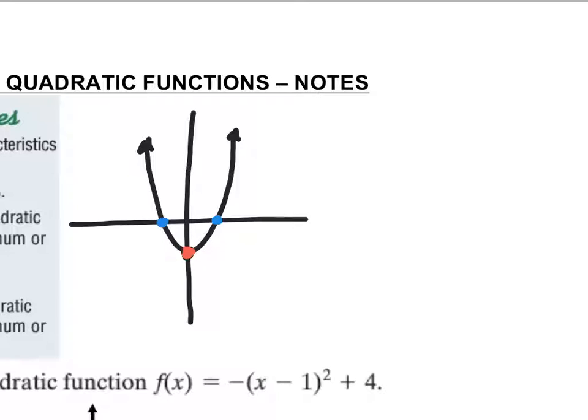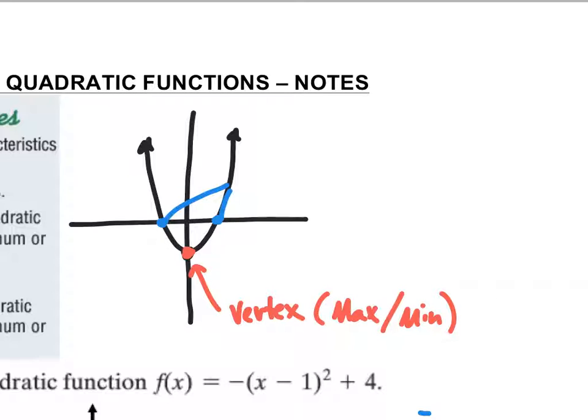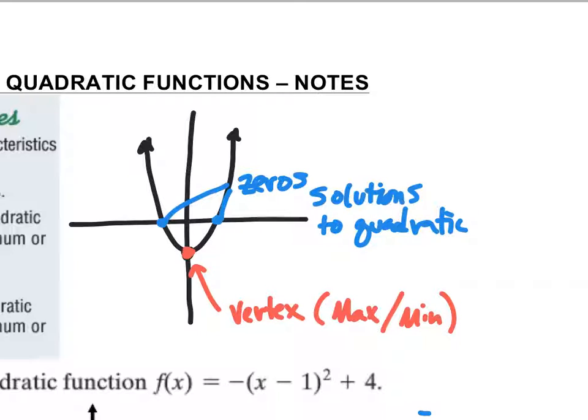So the point down here, we called this the vertex, okay? And the vertex is either going to be a maximum or a minimum value, okay? And we'll talk about how to obtain the vertex. These points here, okay, are called your zeros, okay? And these are solutions to the quadratic.